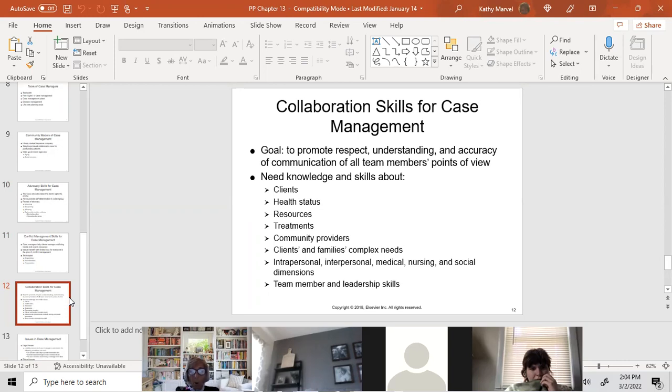The goal is to promote respect, understanding, and accuracy of communication for all team members. Here's some needed knowledge and skills. What does everybody need to know? Everybody needs to be aware of the client, the health status, the resources, the treatments. Everybody has to be on board with all the information. And there's a reason we did 2 group activities.